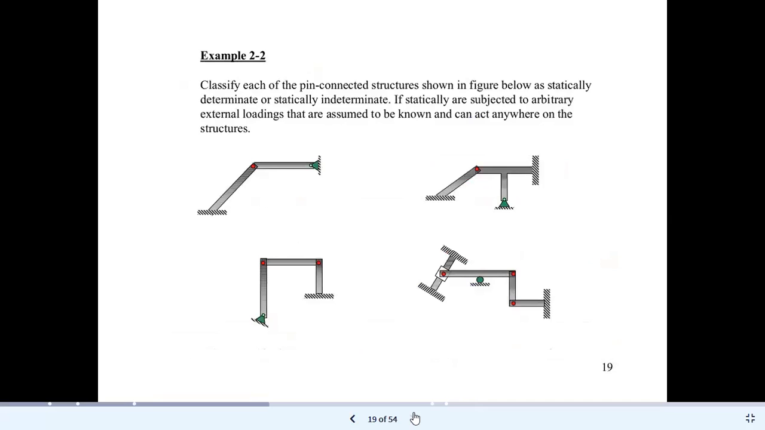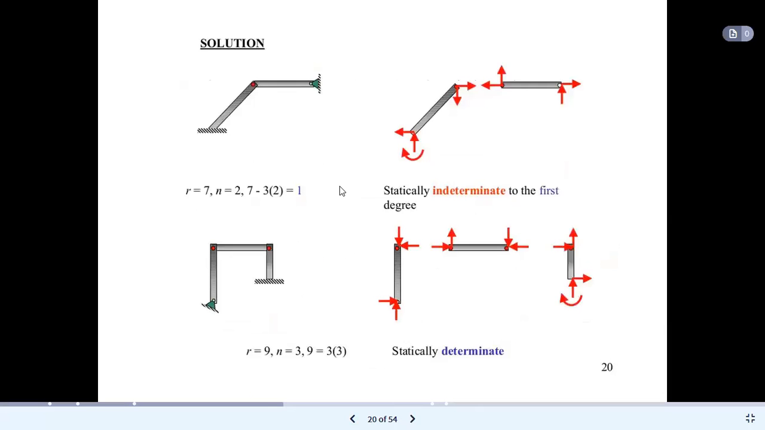So again, more examples are there. Again, we have to classify these pin connected structures as statically determinate or statically indeterminate. So I think all of you should be able to solve these numericals.